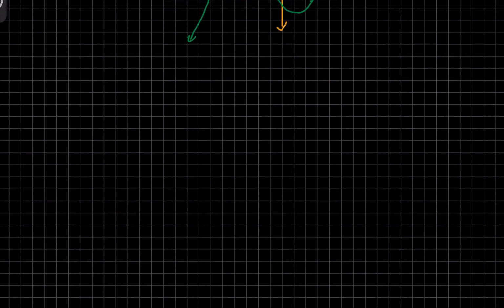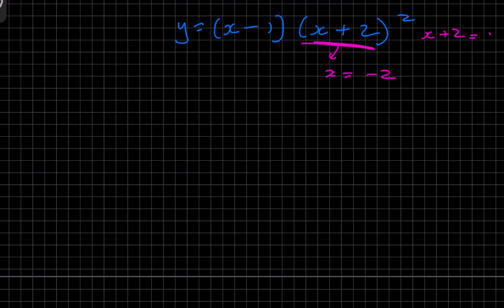Now, sometimes you can have an equation written in the form y equals (x minus 1)(x plus 2) squared. So essentially, you can think of this as two of your x-intercepts are going to be x equals -2. So using the null factor law, you'd get x plus 2 equals 0, and your x-intercept would be -2.